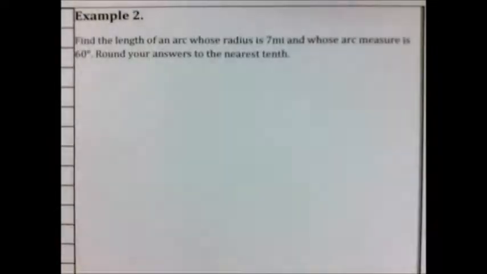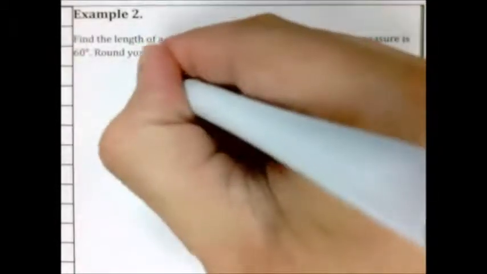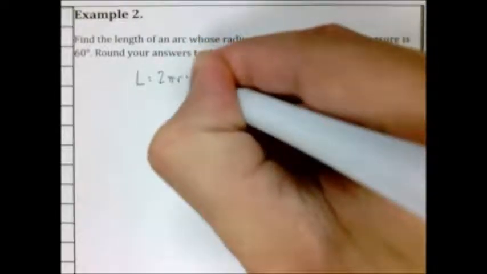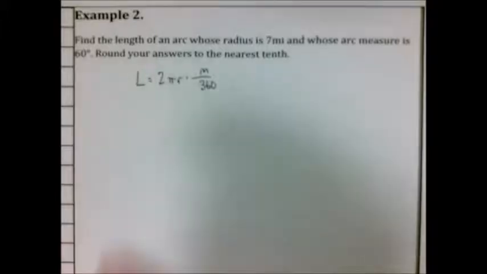Alright, example 2, it says find the length of an arc whose radius is 7 miles and whose arc measure is 60 degrees, and round your answers to the nearest tenth. So it's the same type of thing. Remember, our formula for the length of an arc is 2 times pi times radius times m divided by 360. The only thing that's different here is that we don't have a visual. We cannot see the circle, and if you wanted to, you could draw out a diagram, but we don't necessarily need to do that.